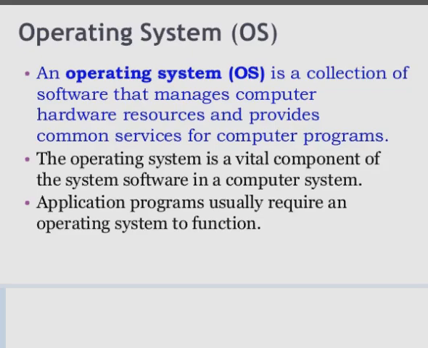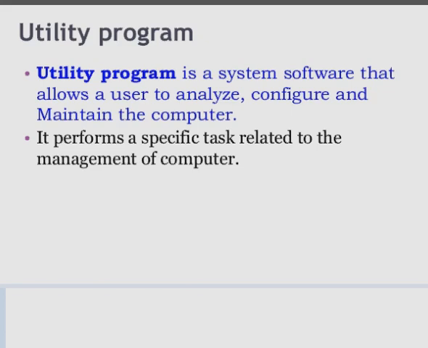Now the definition of operating system. An operating system is a collection of software that manages computer hardware resources and provides common services for computer programs. The operating system is a vital component of the system software in a computer system. Application programs usually require an operating system to function. Means the operating system is a must in your computer, only then is your hardware able to communicate with you, and you can further use any application software only if you have an operating system in your computer.